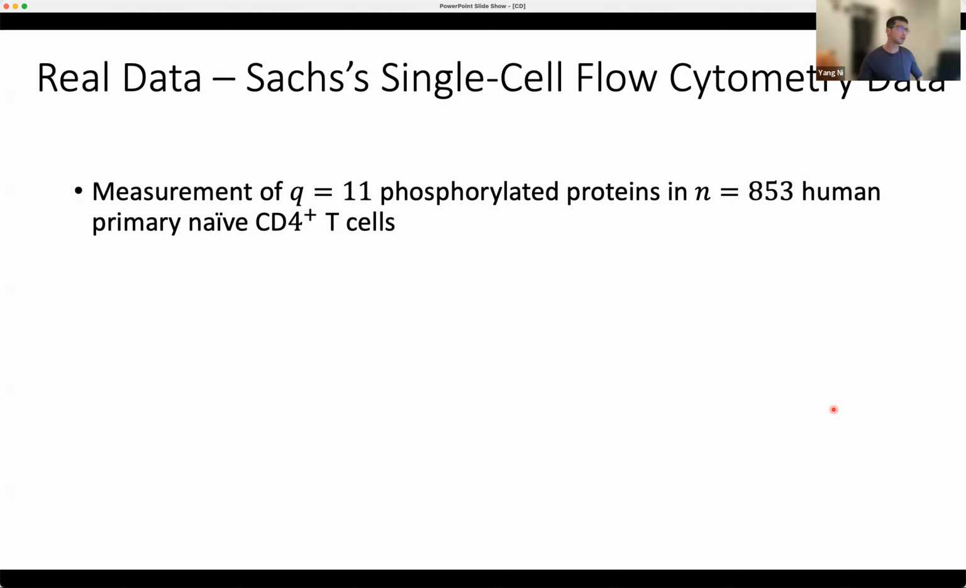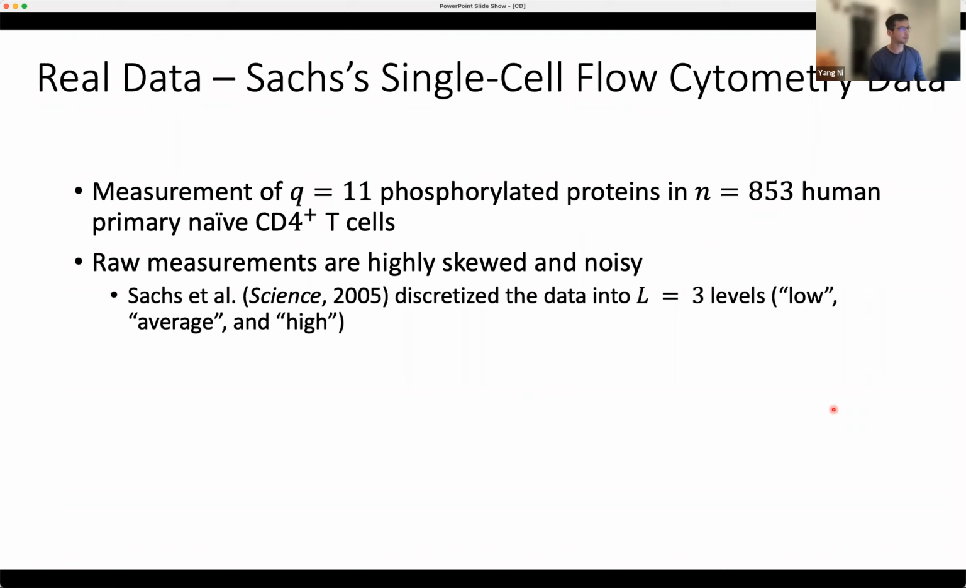So anyway, the first real data we consider is a very well-known data set called the Sachs single-cell flow cytometry data. It's protein data that measures 11 phosphorylated proteins in 853 human T cells. So Q equals 11, and the sample size is 853. The raw measurements of the protein expression are very skewed and noisy. For that reason, the original authors who published the paper in Science in 2005 provided data that are discretized into 3 levels: low, average, and high expression. So obviously, these are ordinal data.